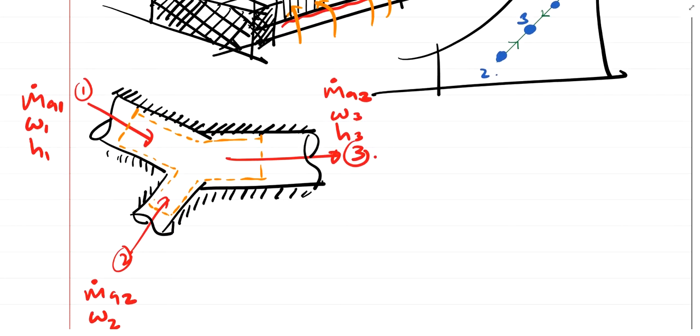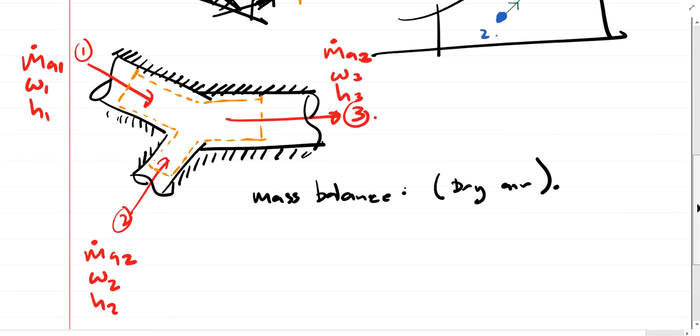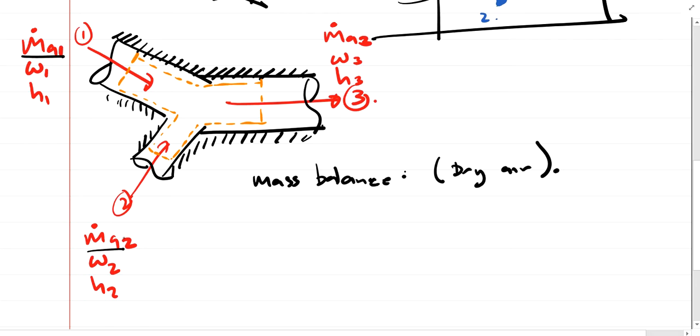Okay, so for the energy balance, or first maybe we'll do mass balance. So mass balance for dry air. For the mass balance of the dry air, this is MA1, MA2, and MA3. All the masses that enter the system are equal to the mass that exits the system. Therefore, MA1 plus MA2 is equal to MA3.